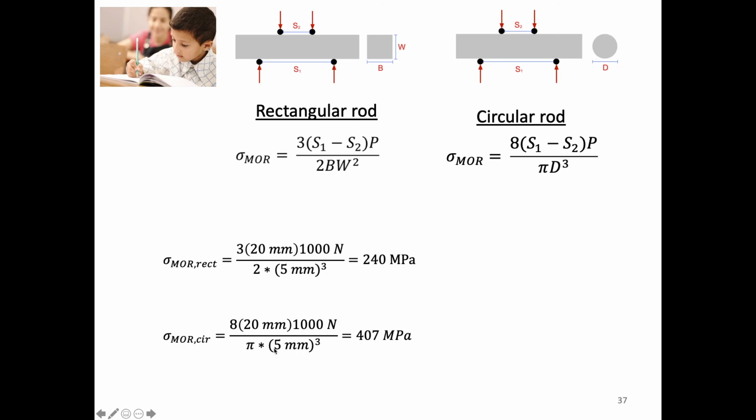And if I do the same calculation, assuming the diameter of 5 millimeters, for everything else the same, I get 407 megapascal. So we don't expect these two numbers to be the same because, although the dimensions are the same, we have a square and a circle, and so the areas are going to be different. So that's definitely going to affect the answer that we have here. But this is, again, just to start thinking about the modulus of rupture calculation, and what that means for this bending strength equation that we look at.